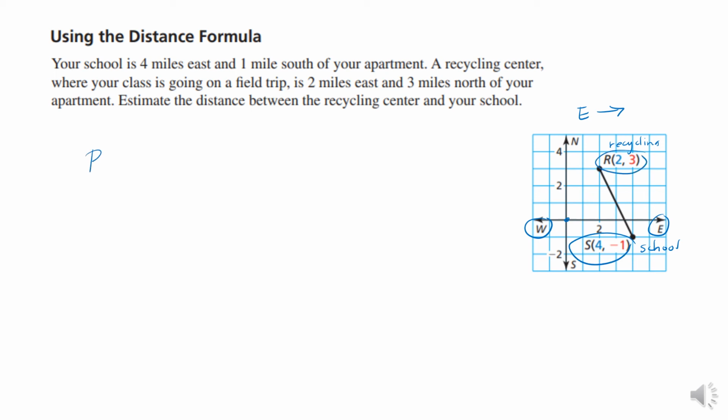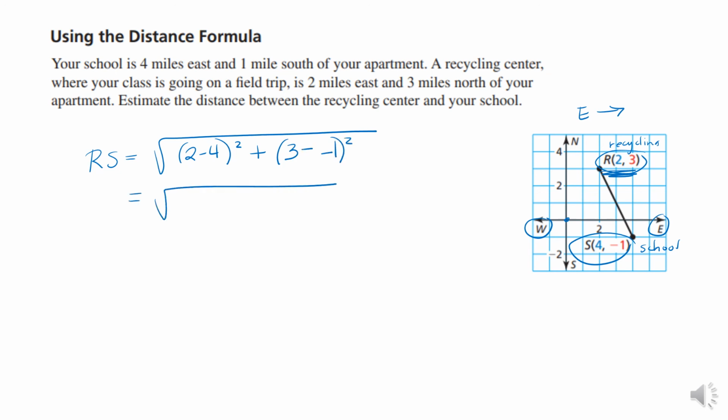So we're going to go RS equals the square root. Doesn't matter which one you pick as your first point, but let's pick this one, and then once we've picked that, we have to stick with it for both. So 2 minus 4 squared plus, go back to the point 1, 3 minus negative 1 squared. Then we're going to go 2 minus 4 is negative 2 squared plus, zip zap those, that's 4 squared.